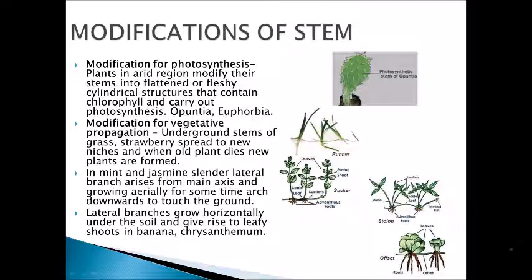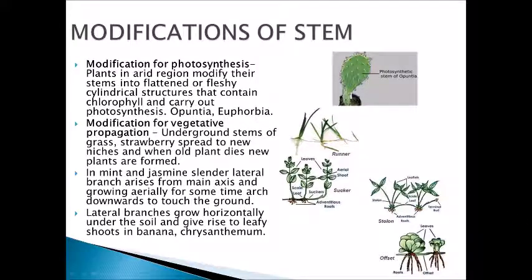Stolons are there in mint and jasmine also. In mint and jasmine, slender lateral branches arising from the main axis grow aerially for some time, then arc downwards to touch the ground. Here you can see this is the main stem. From that the branch forms an arc-like structure, and when it touches the ground, after growing in the air for some time, it then grows again underground, giving rise to the new plant.